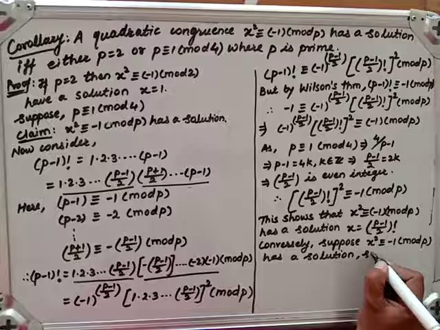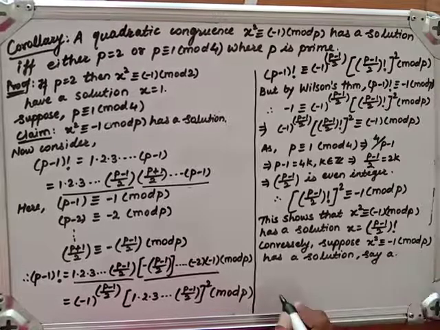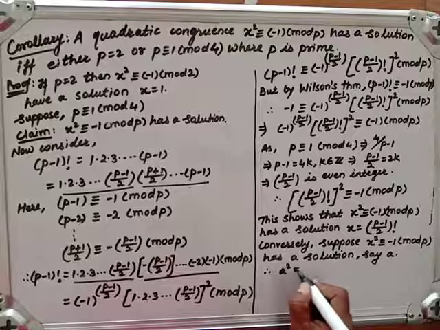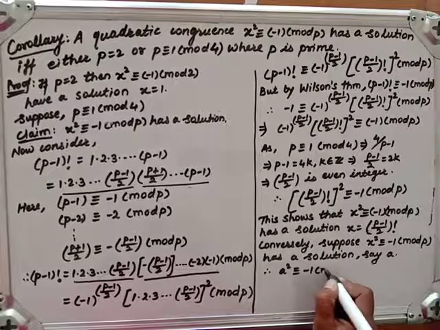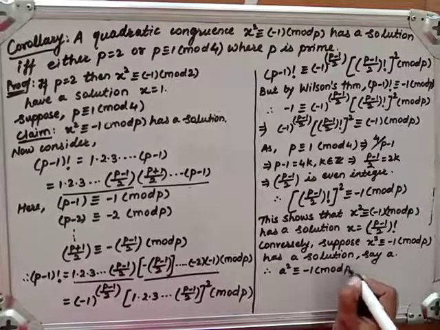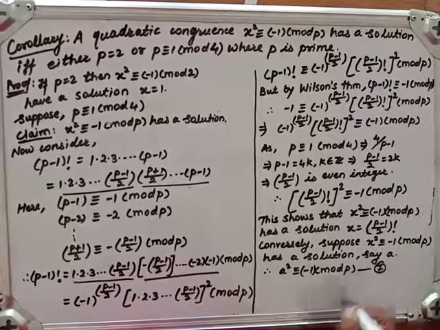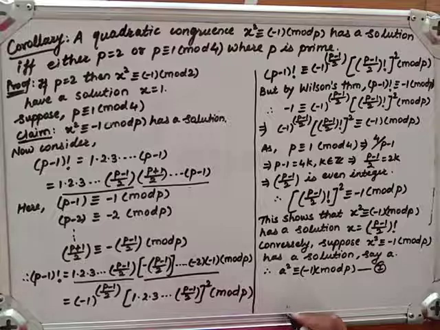And let us say that solution will be A. If A is that solution, then it gives A squared congruent to minus 1 modulo P. Call it equation number 1.